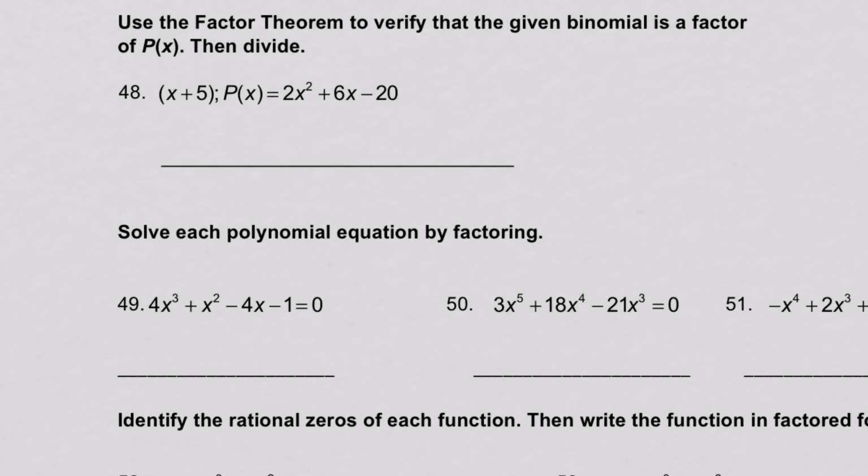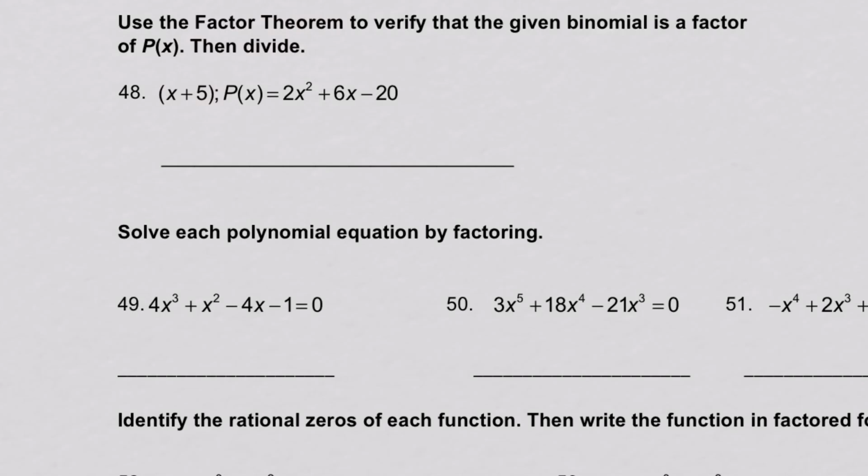Okay, number 48 says use the factor theorem to verify that the given binomial is a factor of p of x, then divide. Okay, we're not going to use the factor theorem, then divide. We're going to do both things at the same time, because while we're testing the factor theorem, we are dividing at the exact same time. So the factor theorem basically says that if I do synthetic division or long division with -5 for synthetic division or x plus 5 for long division, and I get a remainder of 0, then that means that this is a factor of that.